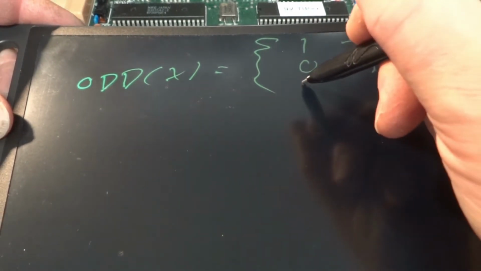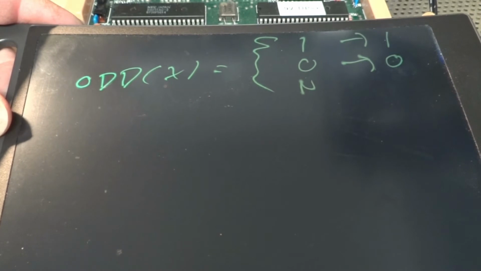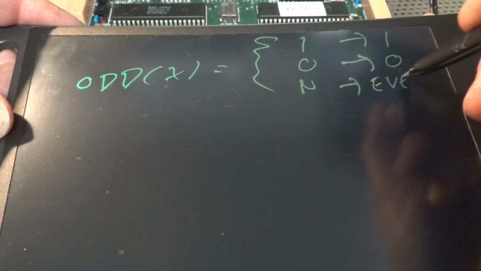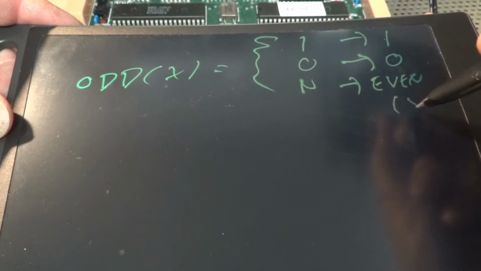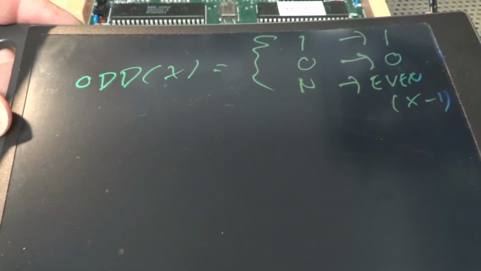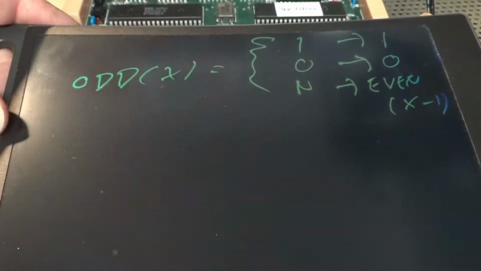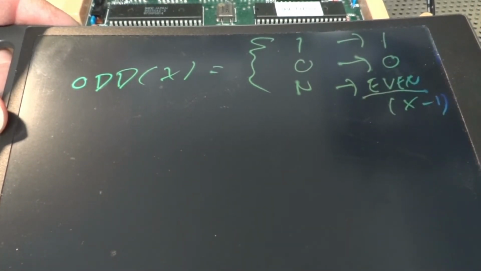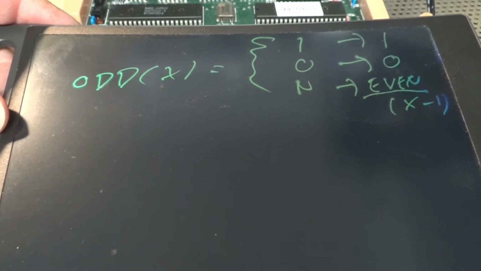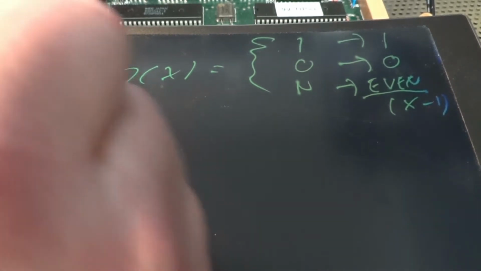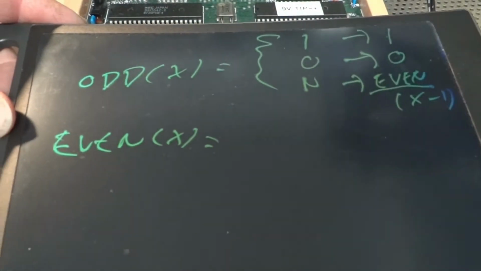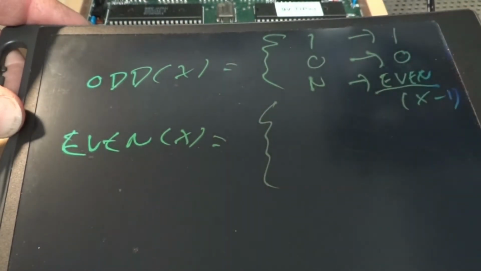Else, for any number which is not 1 or 0, we want to return the result of even of x minus 1, right? And you see that here's now a call to the even predicate, which we haven't defined yet, right? Which is problematic for Forth because it's again a forward reference, right? So how do we define even? Well, you might have guessed it already. Of course, we define it in terms of odd, right?